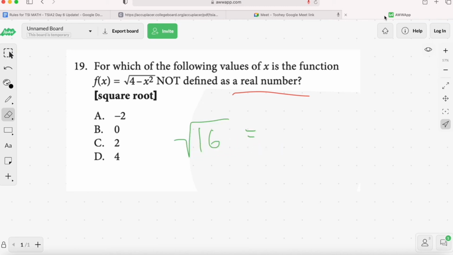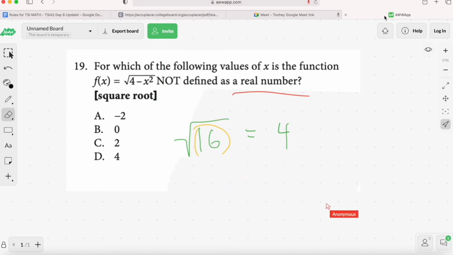Square root of 16, that's 4? That's 4, yeah. Because what this means is there's some number times itself which gives you 16. That's what the square root sign means. And that number is 4. The square root of 9 means there's some number times itself that gives you 9. And that number is 3. That's kind of how square roots work.